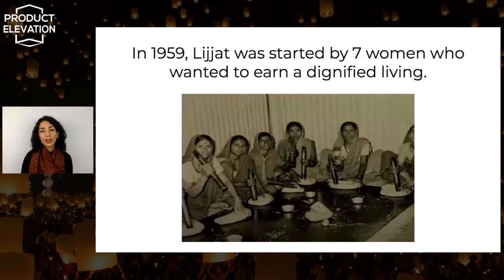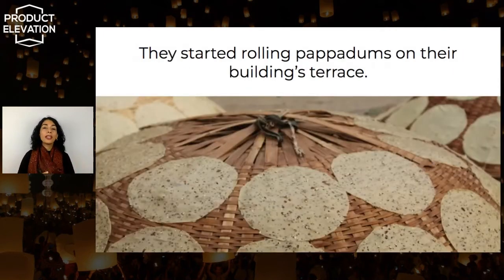And so they started with this vision, and they started rolling these papadums on their building's terrace. It started with these 7 women, soon they grew to 25. At some point, they became 300 over the course of a year, and they no longer fit in the building's terrace.